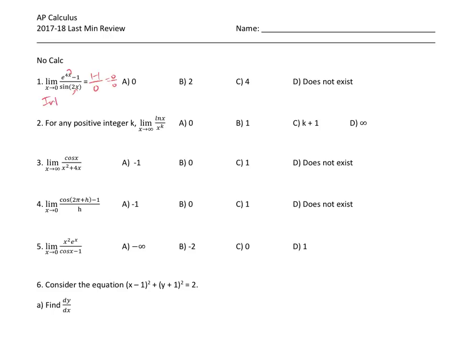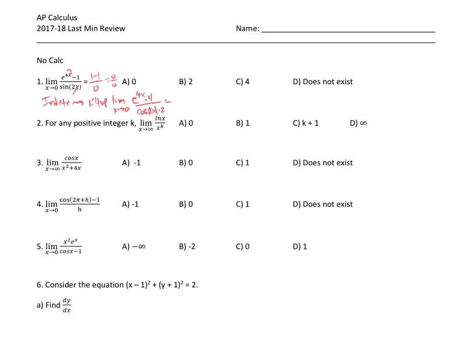This is an indeterminate form. Since it's indeterminate, what we could do is L'Hopital it, so we're going to use L'Hopital's rule. We end up with the limit as x goes to 0, and we take the derivative of the top, which ends up being e to the 4x times 4, and then the derivative of the bottom, which is going to be cosine of 2x times 2.